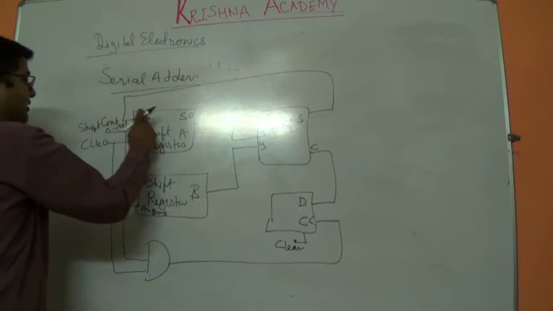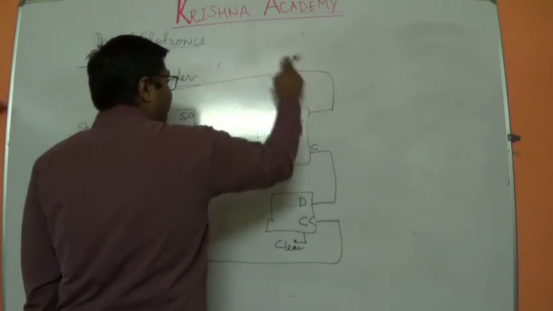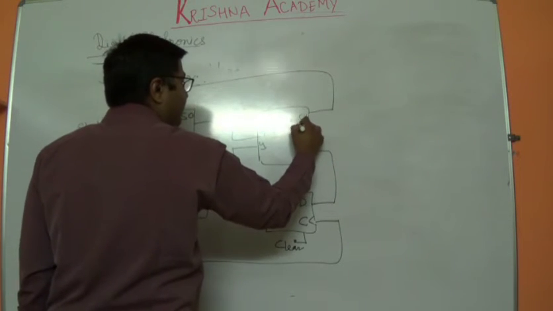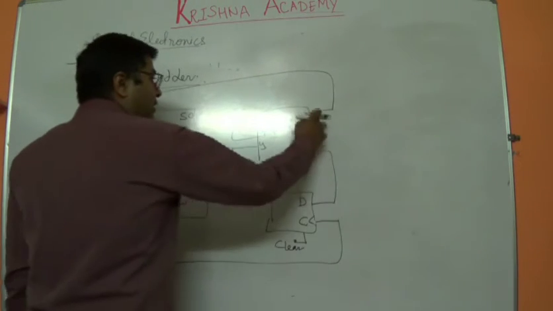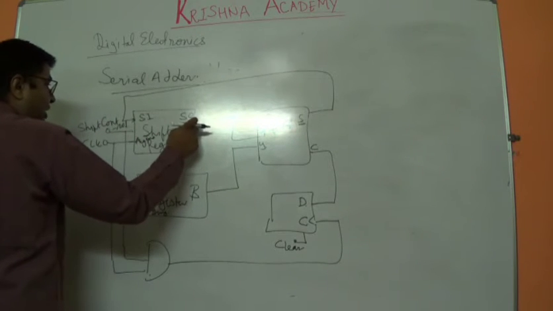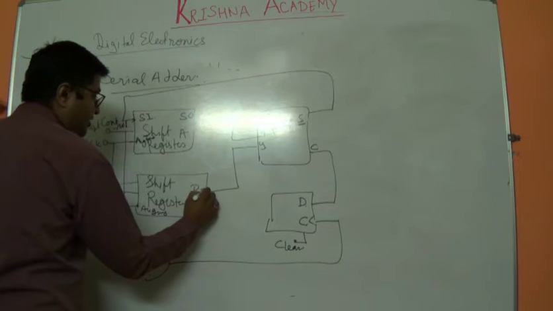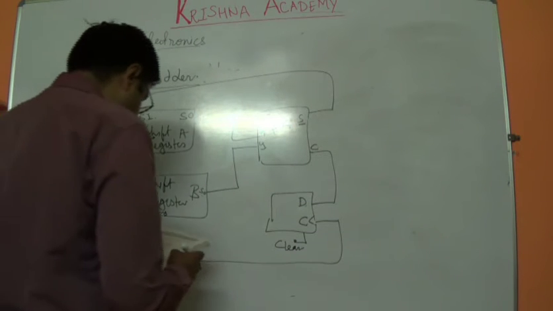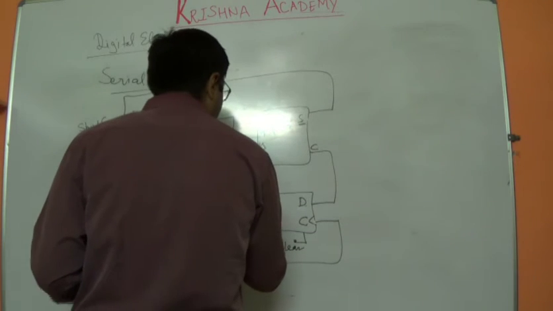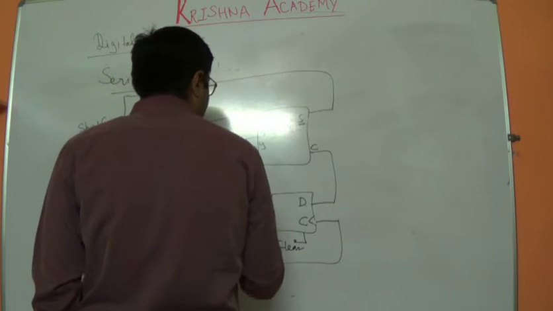In this, the inputs are provided through the full adder circuit, where it generates a sum bit. Now the sum bit will be provided again as a serial input, and the output of the shift register is SO. The output of the D flip-flop will be provided here.